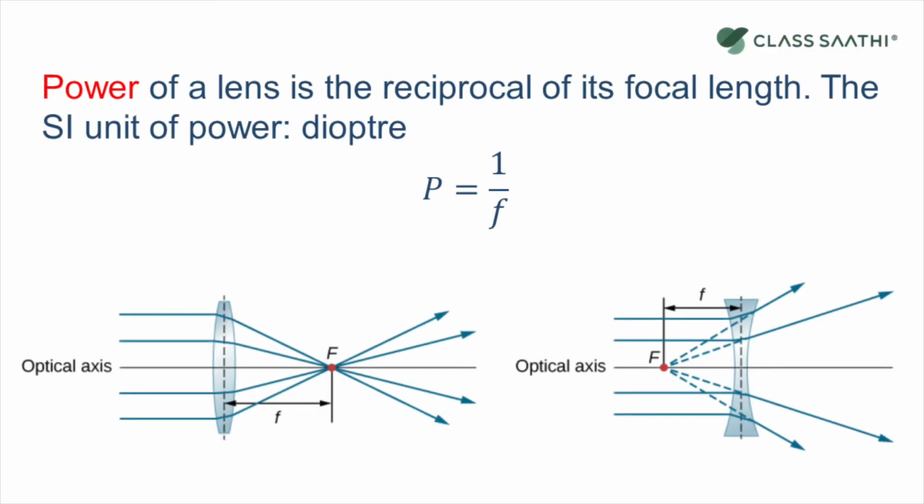And finally, we also characterize the lens by its power, which is defined as the reciprocal of its focal length. Its SI unit is diopter, and the formula that governs it is P is equal to 1 upon f. We hope this short video will help you get a quick recap and revision of one of the most important chapters of your science syllabus.